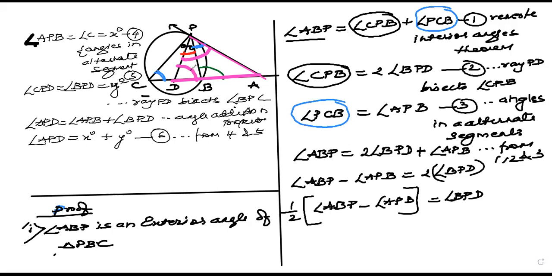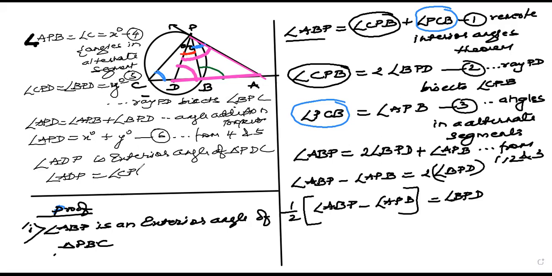Now look here, children, you want ADP. Angle ADP is an exterior angle of triangle PDC. Just have a look at triangle PDC. Therefore, angle ADP, the exterior angle, is equal to the sum of the remote interior angles, angle CPD plus angle C. I call these remote interior angles.